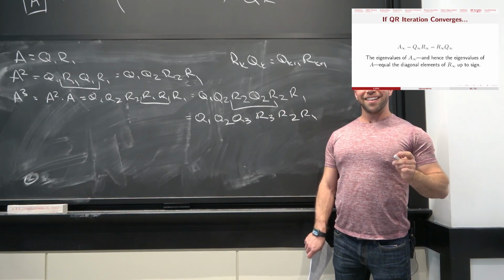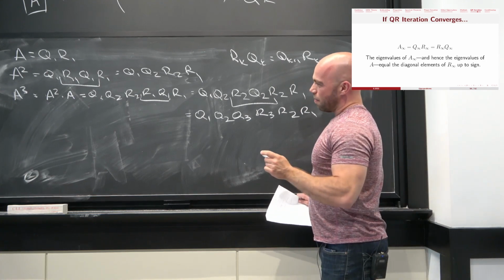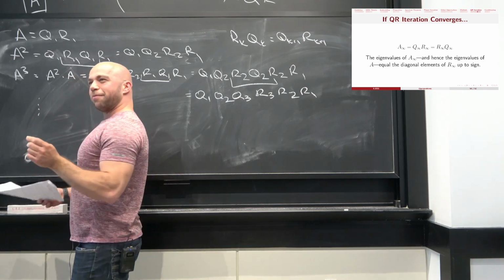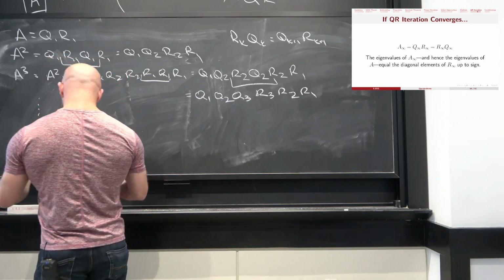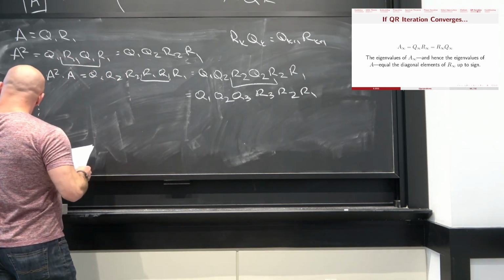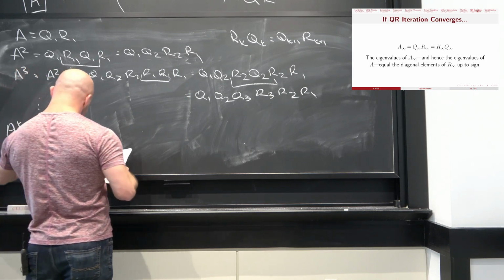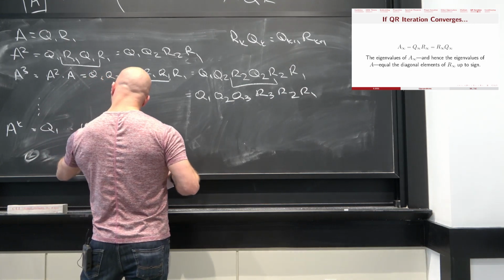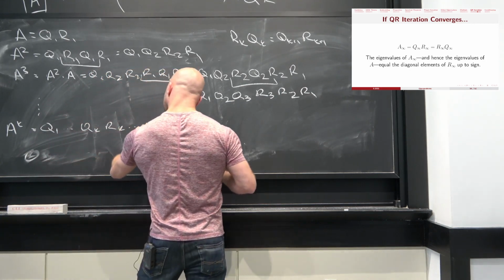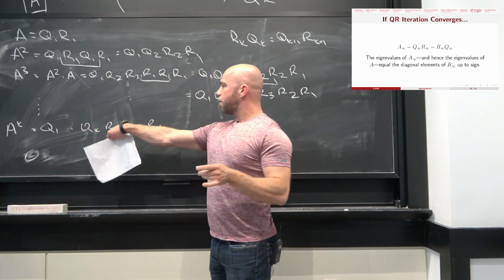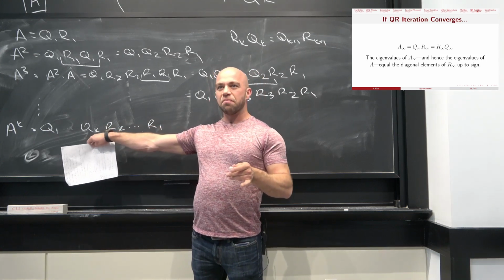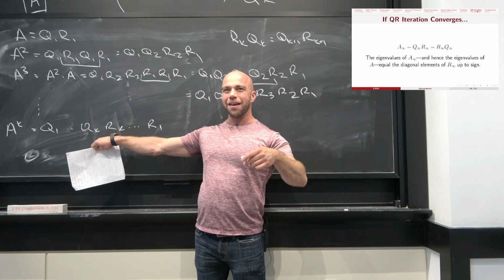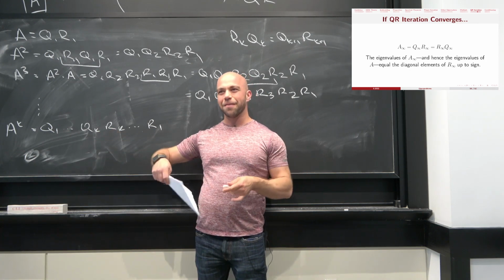Isn't this cool? So we write dot, dot, dot, which stands for proof by induction. And at the end of the day, a general form is the following: A to the k is equal to Q1 through Qk times Rk through R1. Notice that these Qk's and Rk's were never explicitly computed by taking big powers of A. They were computed using our algorithm. Make sense?